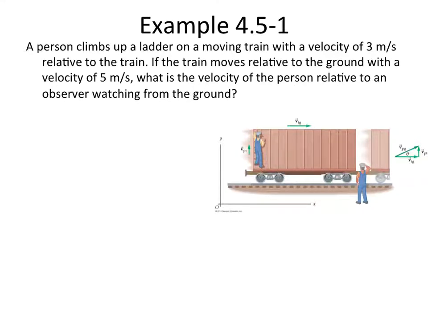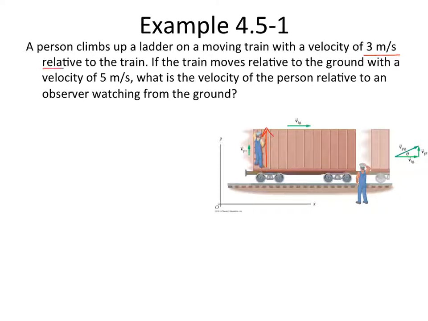This is an example where, kind of like what I just showed you, we have a person moving over a vehicle. A person is climbing up a ladder, and by the way, in just a second I'm going to shrink this slide down so we have a little more space. He's going to be climbing up the ladder, and I'm going to highlight them in red, on a train. And this person is climbing vertically, the person is moving up 3 meters per second.